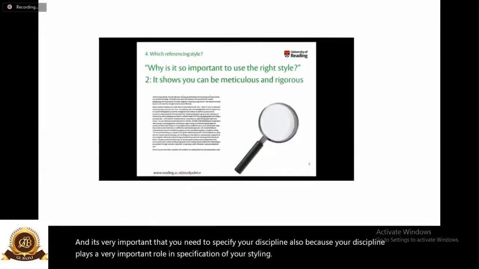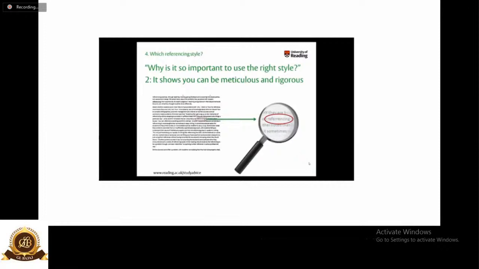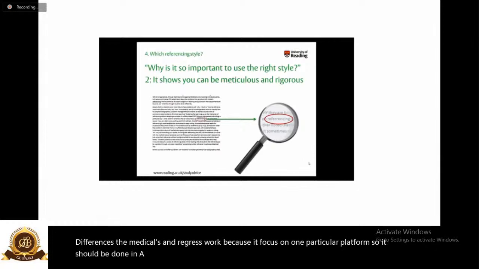Another reason is that it shows you can work academically. That is, you are thinking about all of the details and the small things that you need to be meticulous and rigorous about. References is meticulous and rigorous work because it focuses on one particular platform, so it should be done in a very systematic specification and using the same style, because regularity plays a very important role.